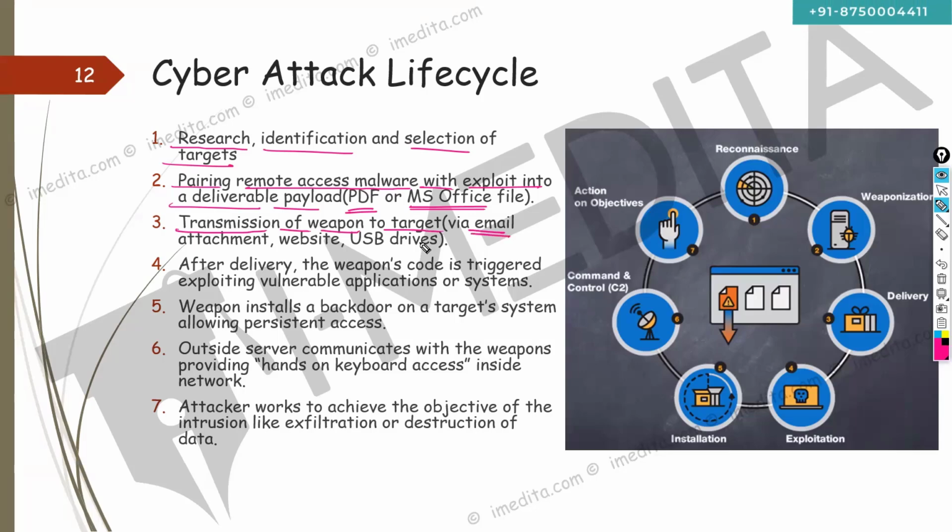We can send it via email. We can send it via email attachment. We can send it via a website, or we can send it via a USB drive if that user or target is physically reachable. After delivery, the weapon code is triggered, exploiting a vulnerable application or system. Got it? The weapon which we have designed, when the user opens the file, that file will take advantage, or that weapon or malware will exploit the vulnerable application.